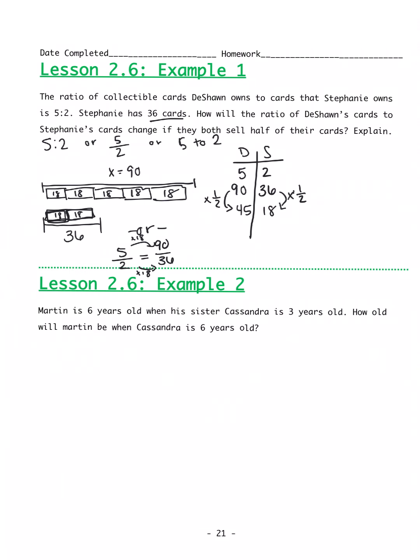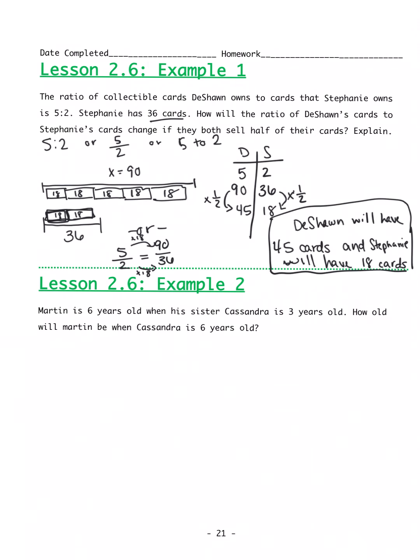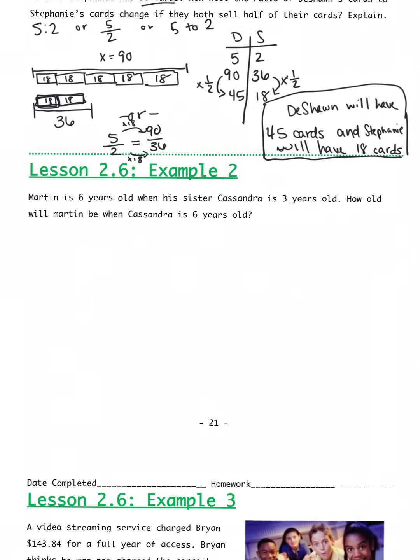So our new ratio, and the answer, is Deshawn will have 45 cards, and Stephanie will have 18 cards. And that's your answer. We used our ratios and different methods to find out what their new cards would be. Now we're going to go ahead and move on to example 2.